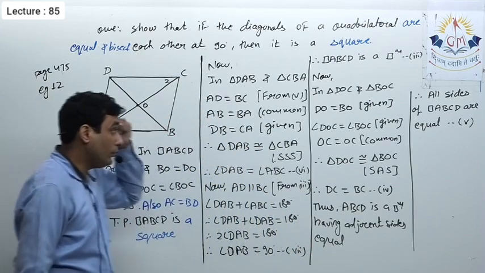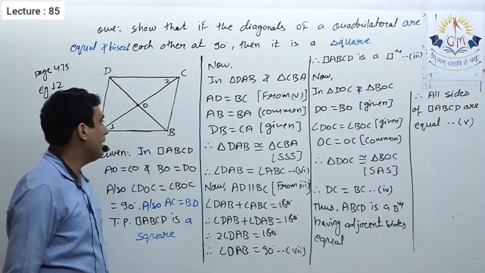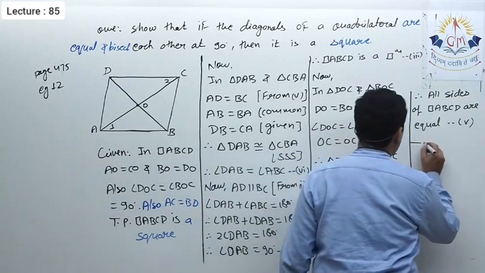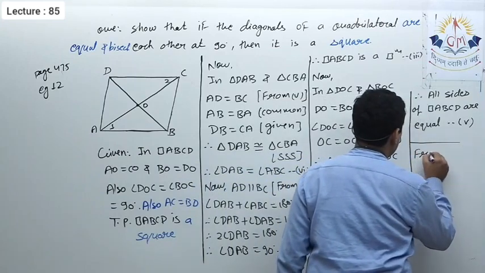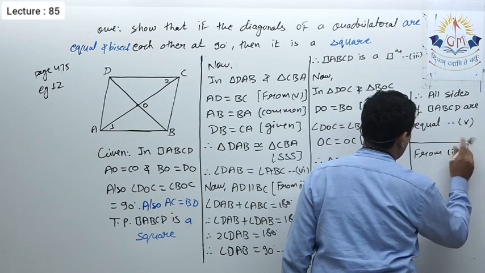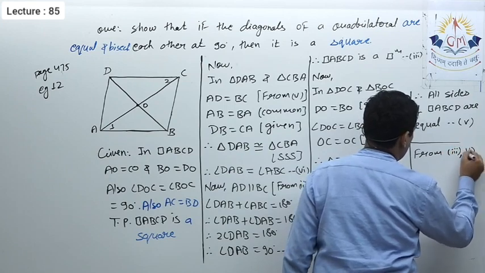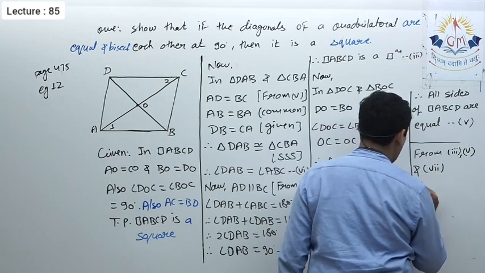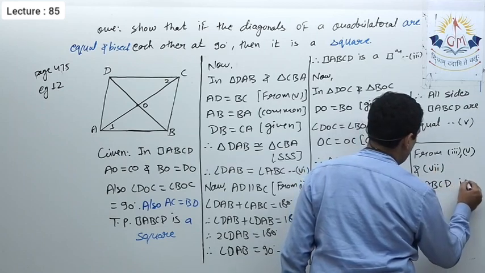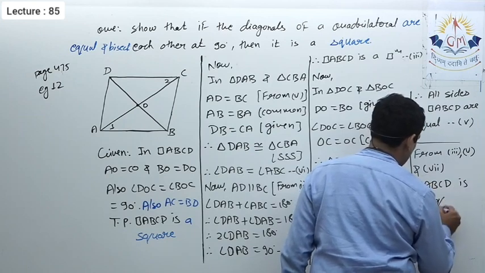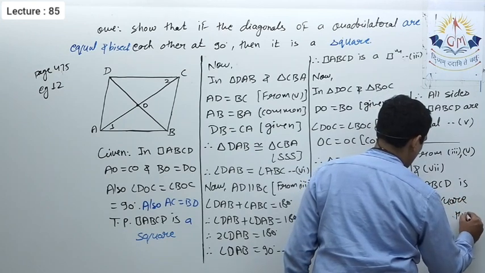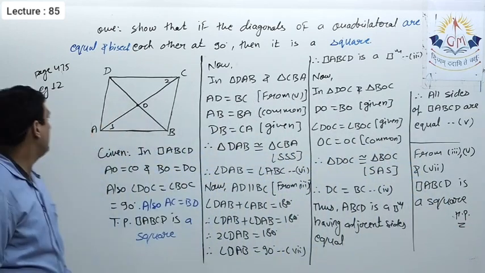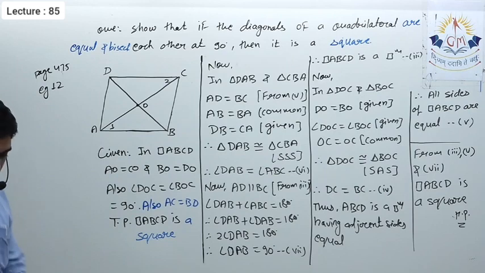So now I will conclude from 3rd, 5th and 7th that ABCD is a square. Here I am writing the concluding line: from 3rd, 5th and 7th, quadrilateral ABCD is a square, hence proved. So note it down, then we'll see the next question.